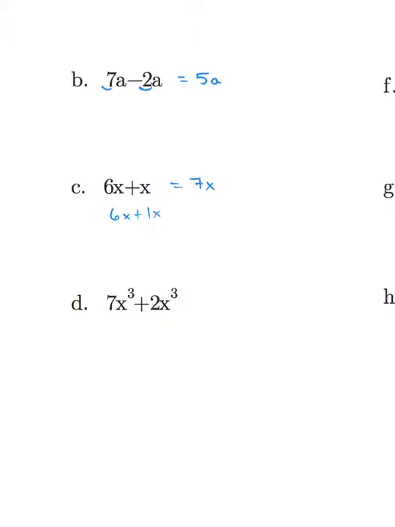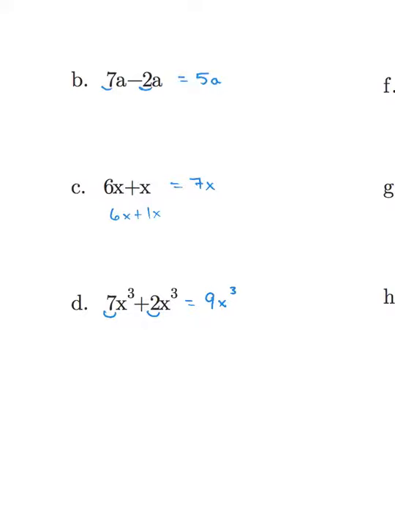Alright, let's look at D, where we start getting some exponents involved. We're still going to do the exact same thing. I still want to add my coefficients. We get 7 plus 2 is 9. I still keep my variable, and I keep my exponent. Just think about if you have 7 blocks plus 2 blocks, you still have 9 blocks. A block is another word for a cube.